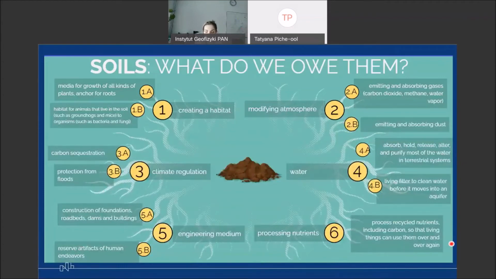I started with saying that we owe a lot. We do not always appreciate soils the way we should, and this is the moment when I tell you what we actually owe them, or at least a part of it. So soils play a vital role in the Earth's ecosystems. Without soil, our human life would be very, very difficult.